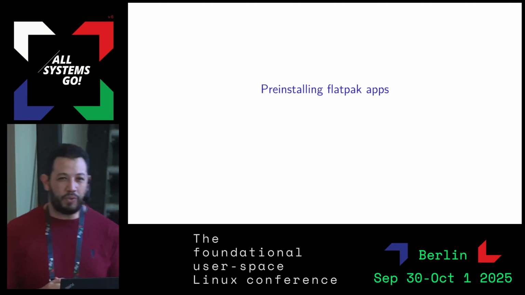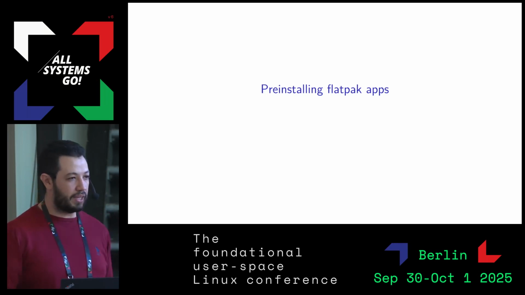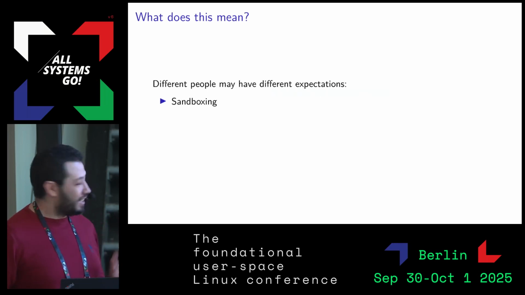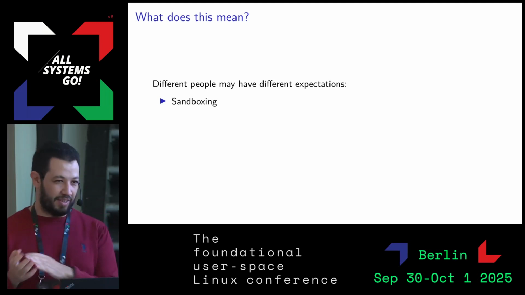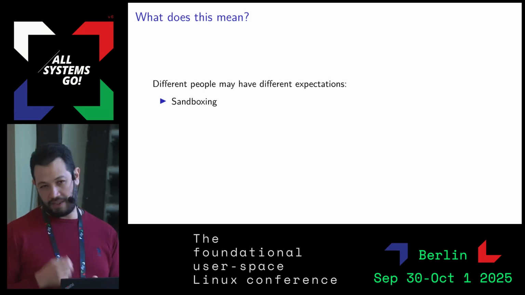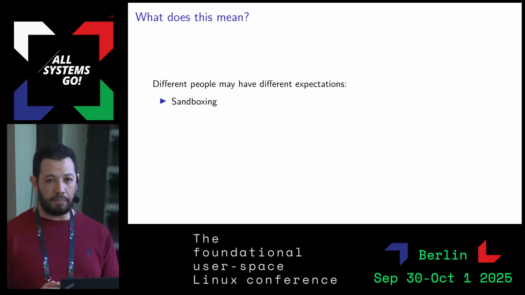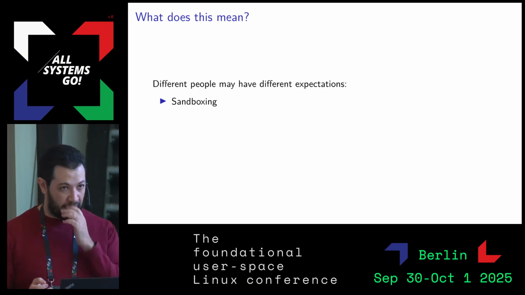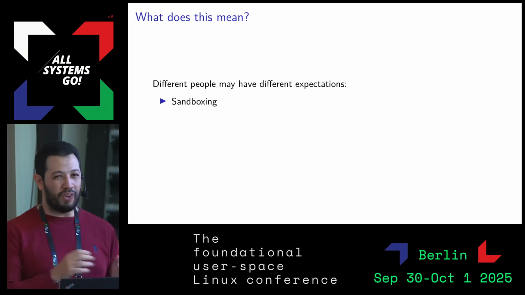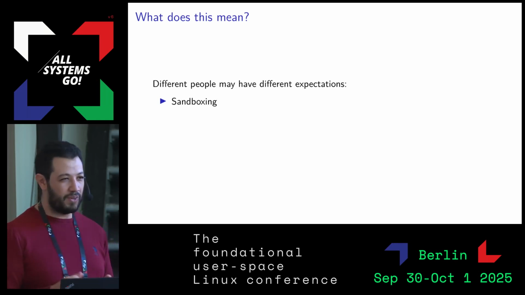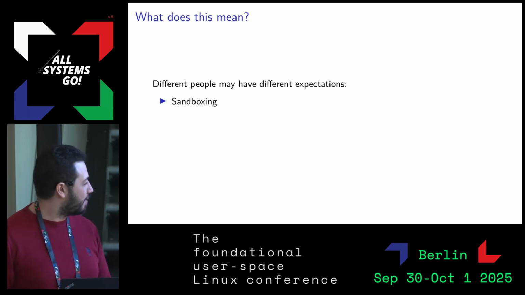So how would that work? How would we pre-install the Flatpak applications? The first thing is, what does that mean? When different people ask about using Flatpak, if we want to use Flatpak for our apps, what does that mean in practice? Flatpak offers a few benefits. Do we want all of them? Do we need all of them? Or is it okay to have a compromise, something in the middle?